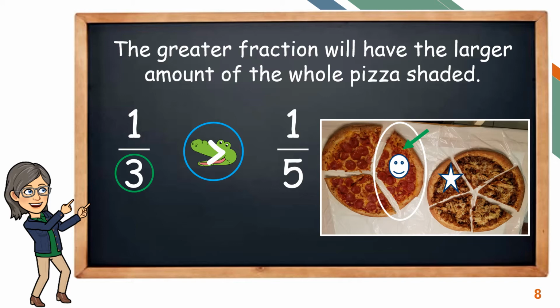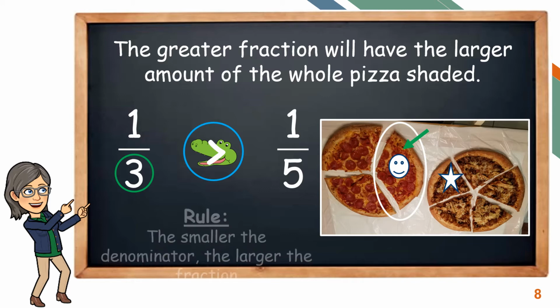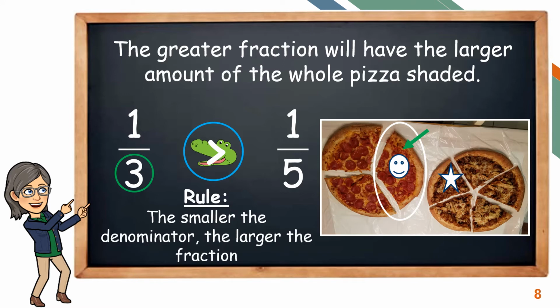So our rule for comparing like fractions with the same numerator is the smaller the denominator, the larger the fraction. You can also turn that around and say the larger the denominator, the smaller the fraction. Repeat the rule together with a friend both ways.